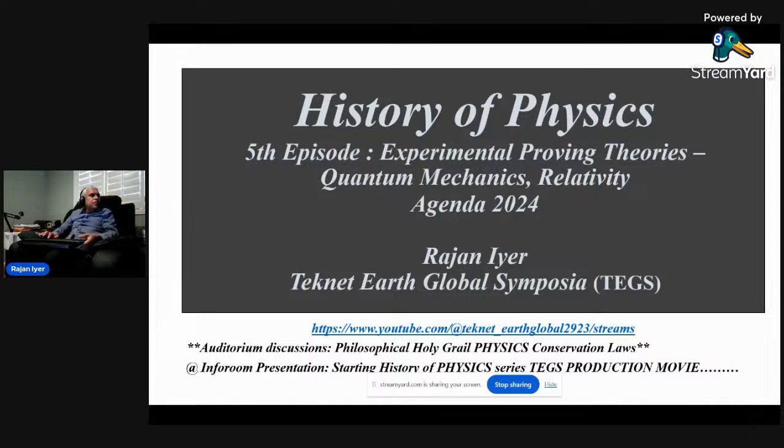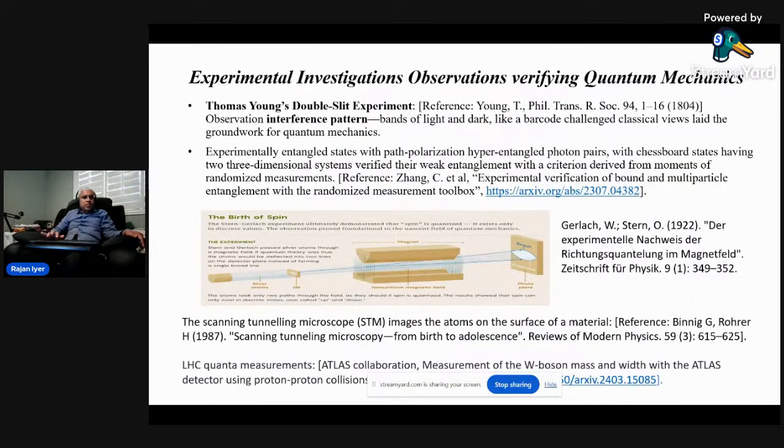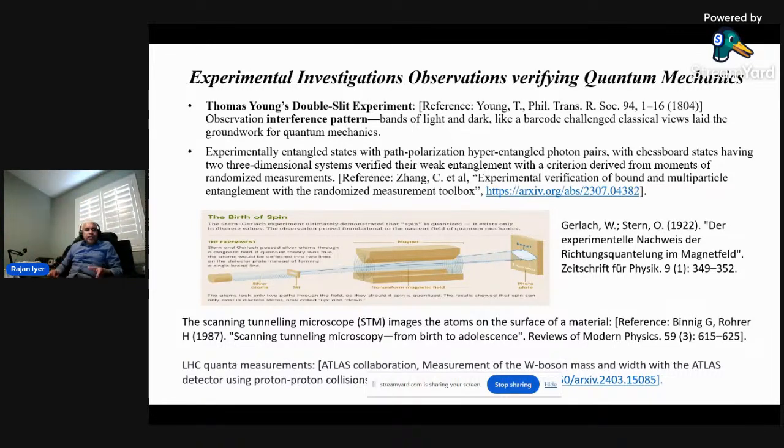So in this episode, we're going to talk about experimental aspects that prove the theories of quantum mechanics and relativity. The first aspect is the experimental investigations that verified quantum mechanics to some degree. The first one is Thomas Young's double slit experiment, and you have this reference.